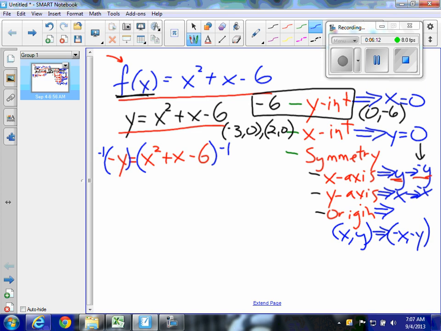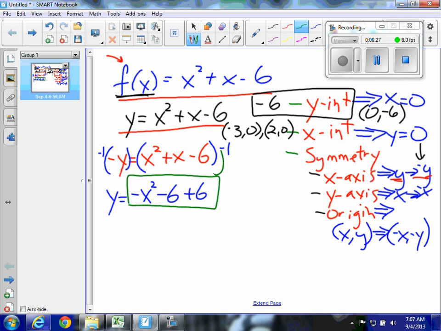And what I get is y equals negative x squared minus x plus 6. And now I take a look at this, and I see, well, is this the same as that? Are these two things equal? Does the y equal the y? And no, they don't. They're not even similar. So the answer is there x-axis symmetry is no. No x-axis symmetry.